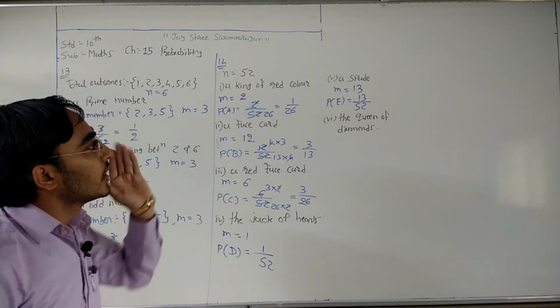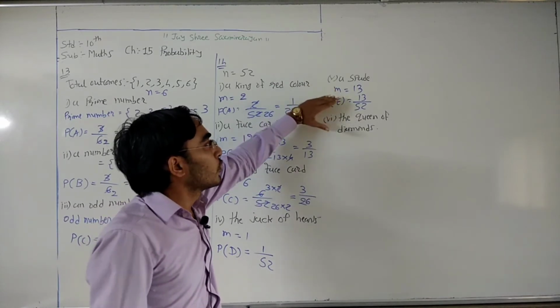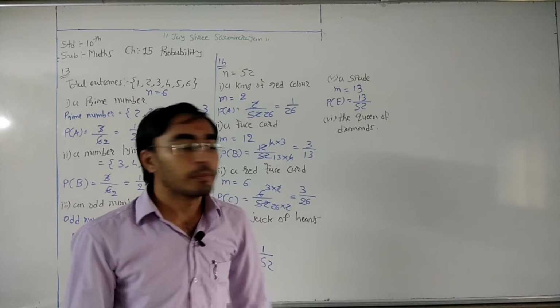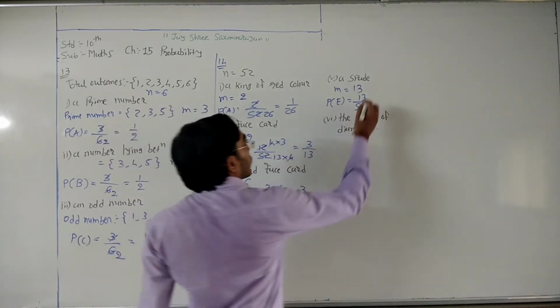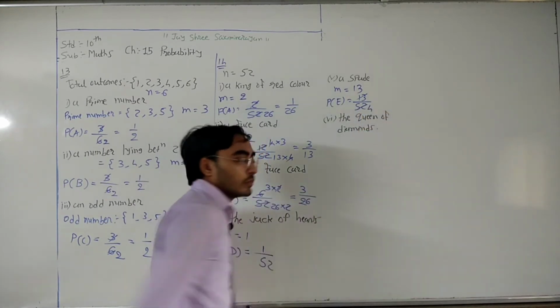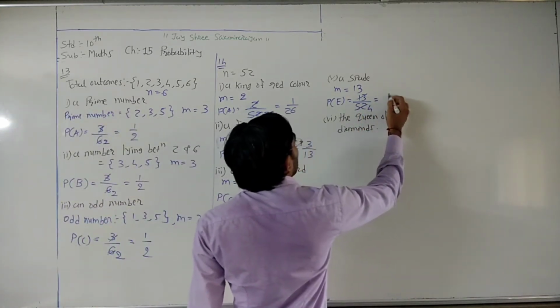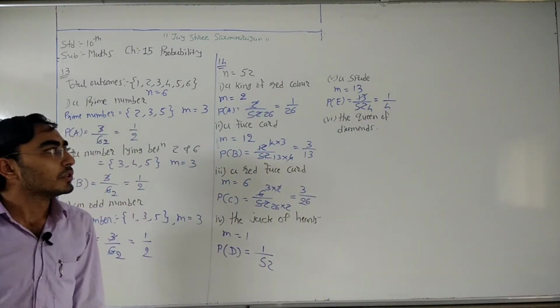Okay, a spade, we have 13 cards in spade pattern. So numerator favorable outcomes 13 divided by total number of outcomes 52. Now here we can give the simplification because 13 fours are 52, right? 13 fours are 52. So in numerator nothing is there, so 1 divided by 4. Okay.